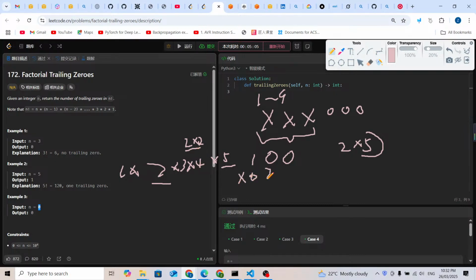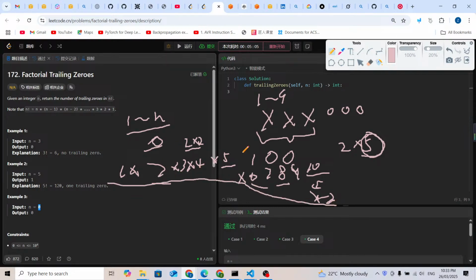So maybe 6, 7, 8, there are going to be more 2s than 5s, and then 9 and 10. Up to 10, we have another 5, but we have more 2s. As you can see, there are always more 2s than 5s. So this means that if we know the number of 5s from 1 to n, we know how many zeros. This is the idea. I cannot prove it, because it's really difficult, but we're going to use this conclusion to solve the problem.